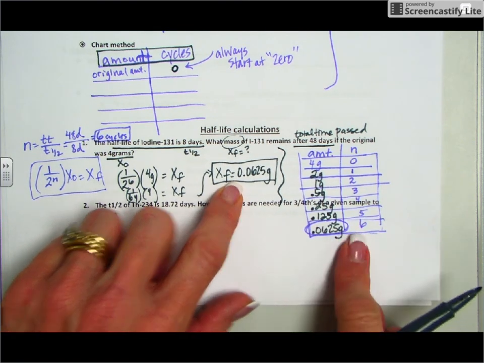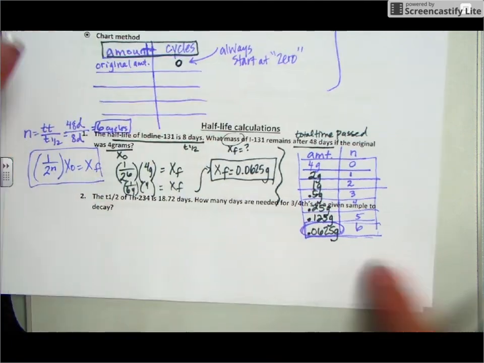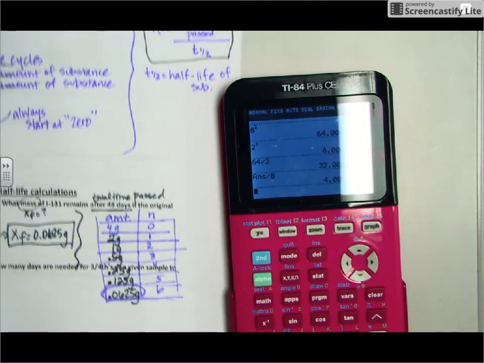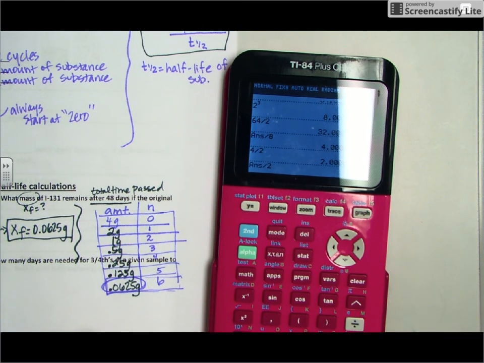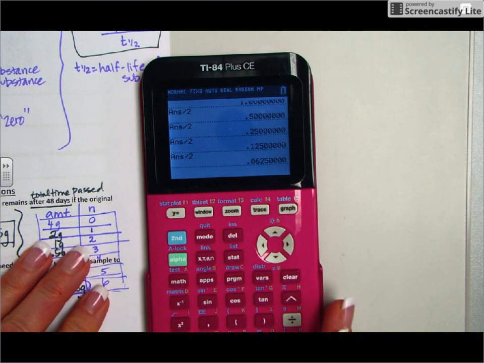A lot of students prefer the chart method. If you can figure out your cycles, all you got to do is just plug it in. You'd say 4 divided by 2 divided by 2 divided by 2 divided by 2 divided by 2 divided by 2. You just basically divide it by 2 6 times, and then that gives you your 0.0625.